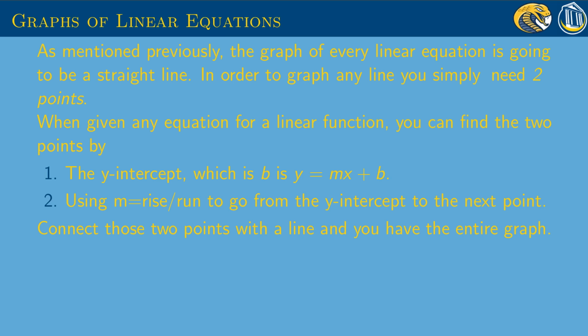We can put a point at the y-intercept, where x is 0 and y is b. And then using our slope, which is also given in this form of the equation, we can walk our way to the next point and connect both of those points with a straight line. I'll point out this isn't the only method we can use, but it's a consistent one that will work every time. Let's do an example.